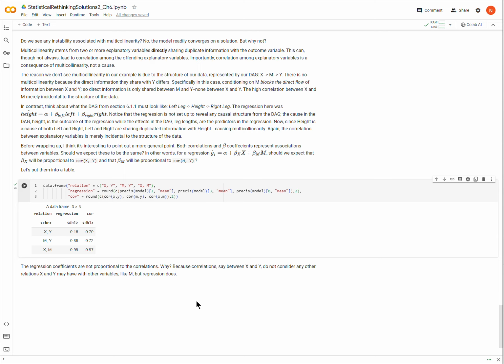And why not? Because beta coefficients are considering every other variable that may be impinging on the outcome, whereas a correlation is not considering those other variables. So, for instance, this beta coefficient between x and y is considering the relationship between m and y, but the correlation between x and y does not consider the relationship between x and m and y. Okay, that's it.